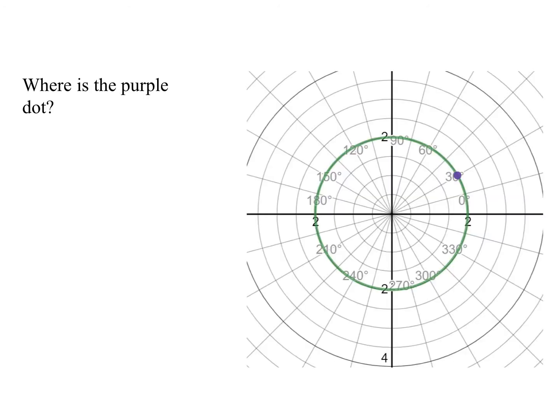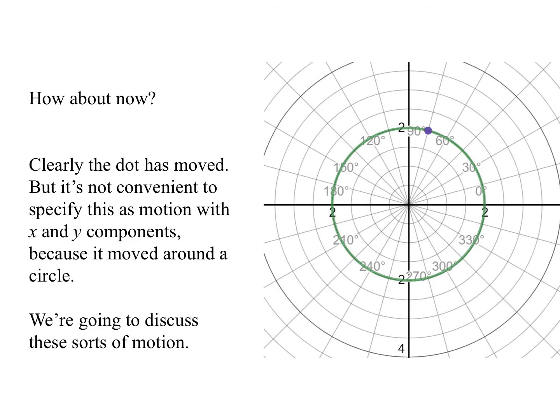So, if I were to ask you, where is the purple dot? There's several things you could answer, but maybe the most likely thing is to say that it's 2 units from the origin at 30 degrees as marked. And if I asked you where is it now, you'd probably say 2 units at what looks to be 75 degrees.